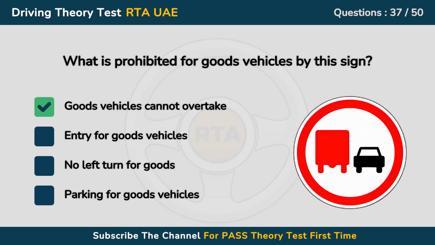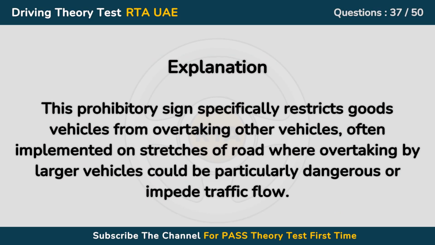Answer is A. Goods vehicles cannot overtake. This prohibitory sign specifically restricts goods vehicles from overtaking other vehicles, often implemented on stretches of road where overtaking by larger vehicles could be particularly dangerous or impede traffic flow.